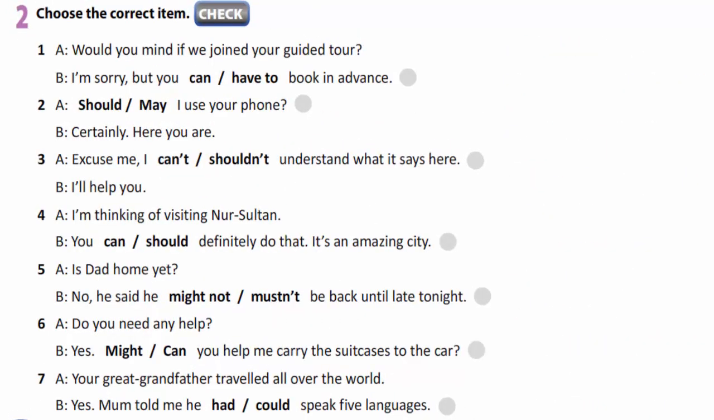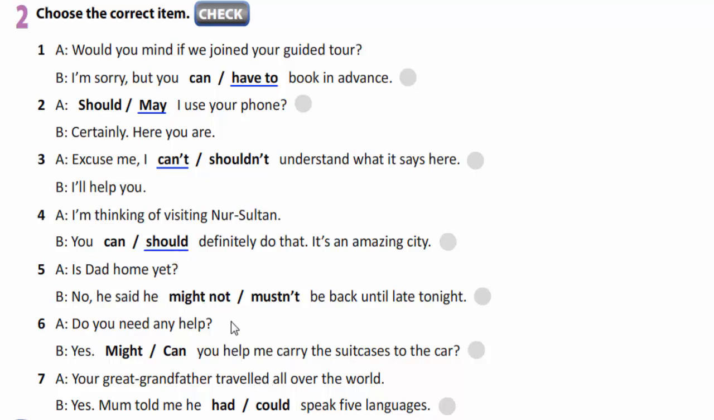In exercise 2, you are to choose the correct item. Let's check. Would you mind if we joined your guided tour? I'm sorry, but you have to book in advance. May I use your phone? Certainly, here you are. Excuse me, I can't understand what it says here. I'll help you. I'm thinking of visiting Nur-Sultan. You should definitely do that.